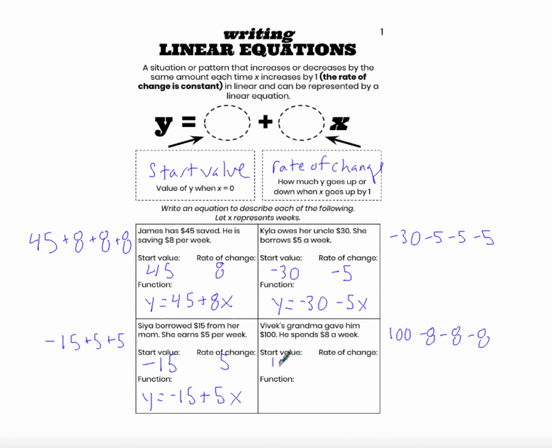Finally, Vivek starts with $100. He spends $8 a week, so repeated subtraction. So his equation is y equals 100 minus 8 times x, where again we subtract 8 x times. So 100 minus 8 for the first week, 100 minus 8 times 2 for the second week to represent 100 minus 8 minus 8, 100 minus 8 times 3 for the third week, which is 100 minus 8 minus 8 minus 8.